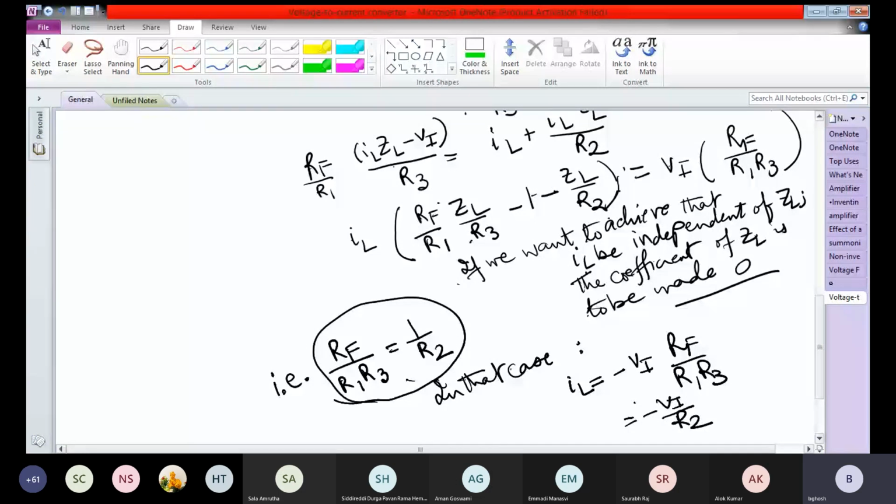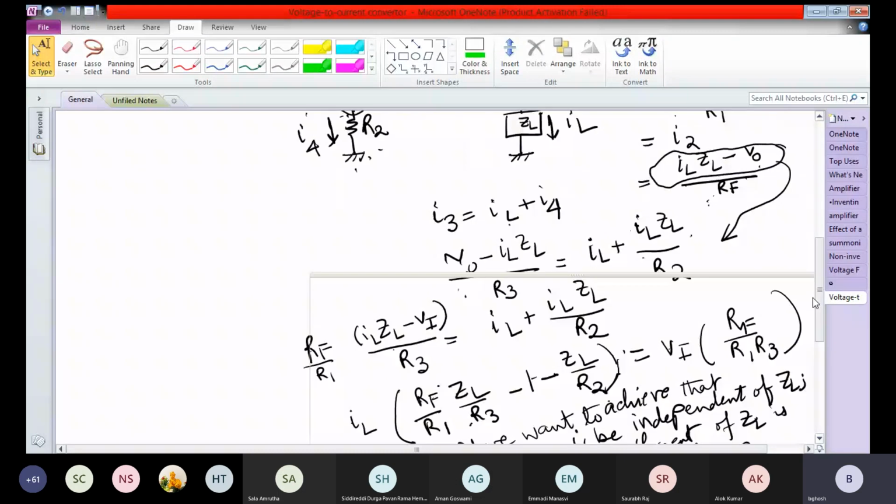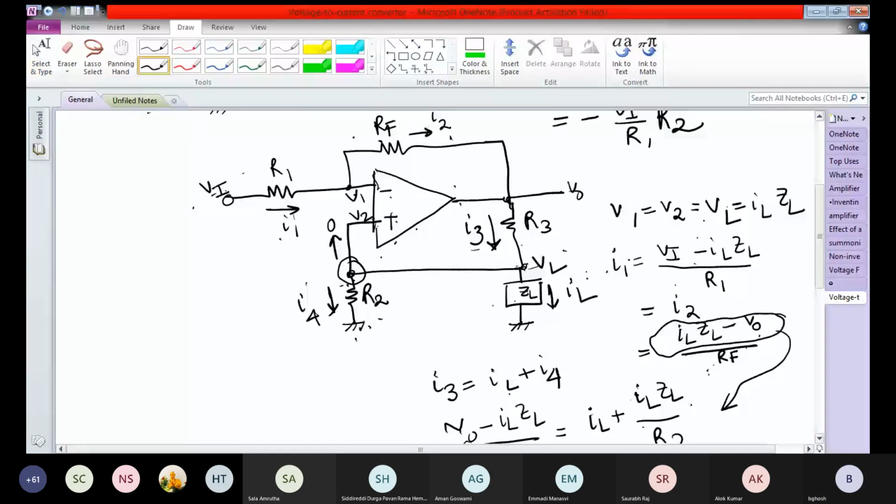So this achieves a voltage to current converter, where the load is connected to ground. Okay, so this is another example of a measuring circuit, a circuit which is used to measure quantities, namely a current to voltage converter or a voltage to current converter.